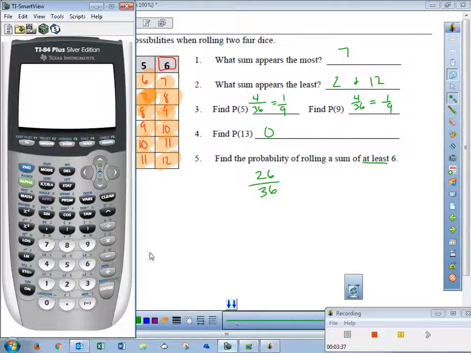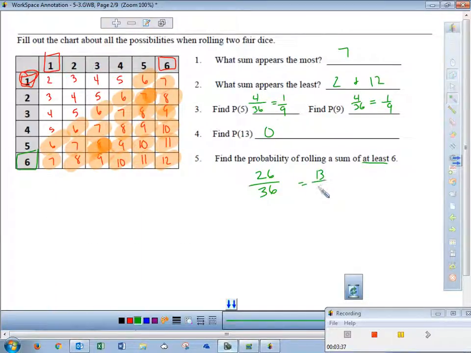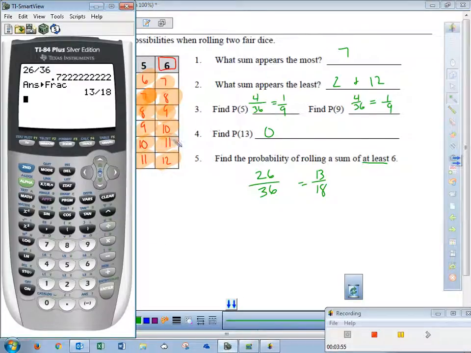So we could reduce that if you wanted to, just like we did in class the other day. 26 divided by 36, math, enter, enter. And it's a 13 out of 18 chance of that, which we'll just leave as fractions today. 13 out of 18 chance of that happening. Well, I'll tell you what, we might as well do the decimal. So it's about 72.2%.